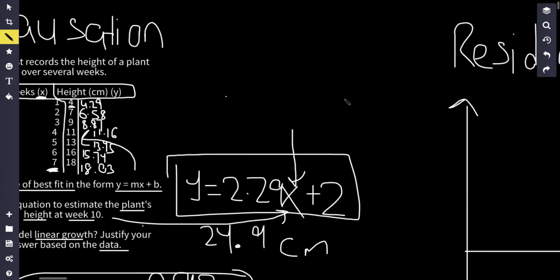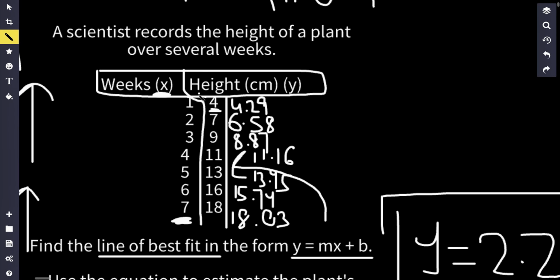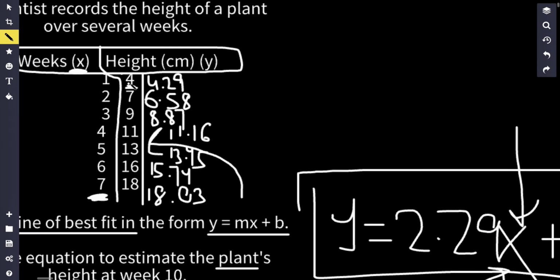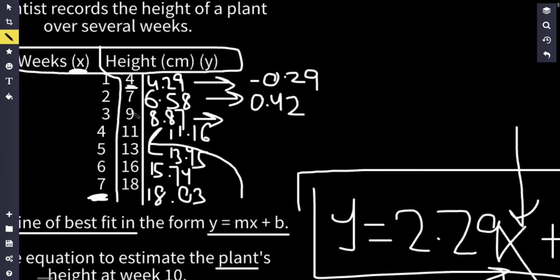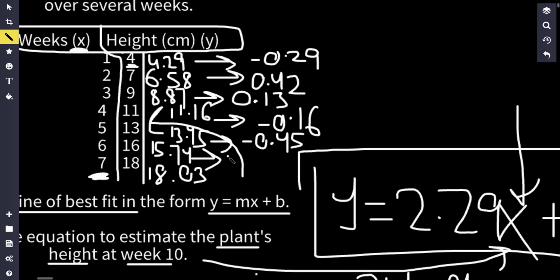And what we can do is plot a residual plot. So what we're going to do is subtract the height of this by the corresponding height value that you get from the line of best fit. So when I subtract 4 from 4.29, I get negative 0.29. When I subtract 7 from 6.58, I'm going to get 0.42. When I subtract 9 from 8, I get 0.13. When I subtract 11 from this, I get negative 0.16. Subtract this from this, I get negative 0.45. Subtract this from this, I get 0.26. And when I subtract this from this, I get negative 0.03. Right, and then we have all of this data right over here.